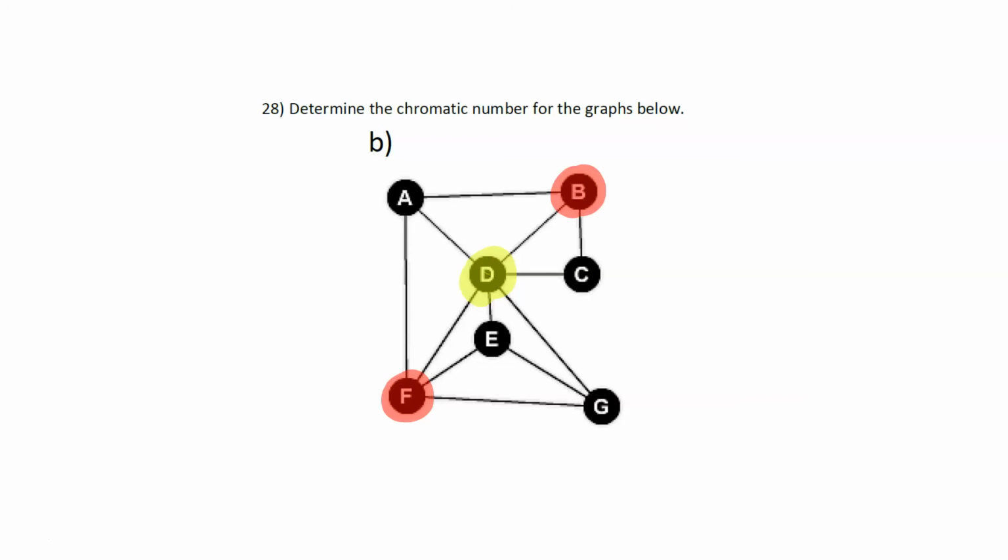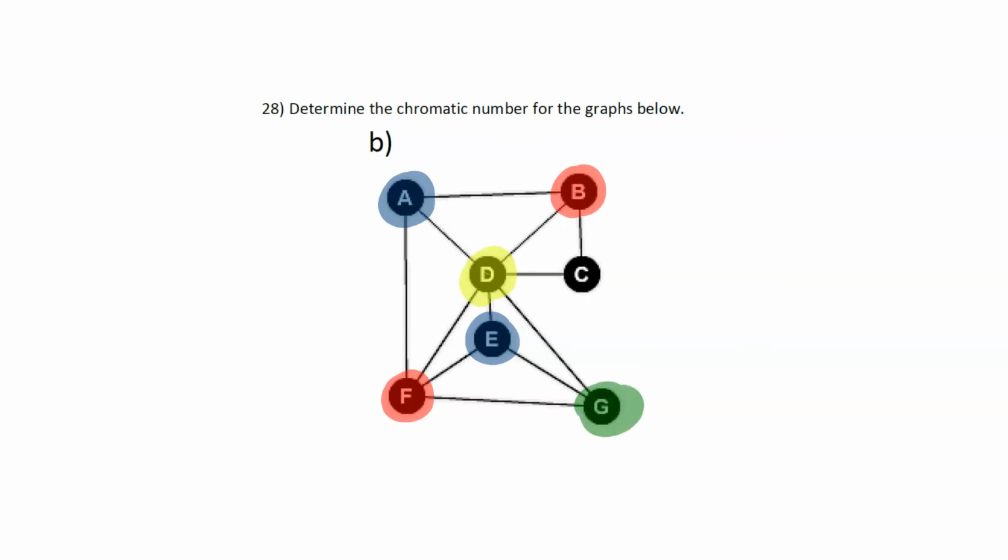We need a third color, and again looking for vertices that are adjacent to D and high degree, A is 3, so we color it blue. E is also 3, so we'll color it blue. However, G, even though it's adjacent to D and is degree 3, also can't be blue because it's adjacent to E. So we're going to need a fourth color for G.